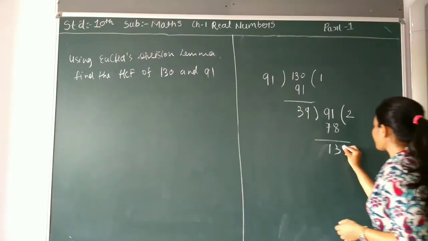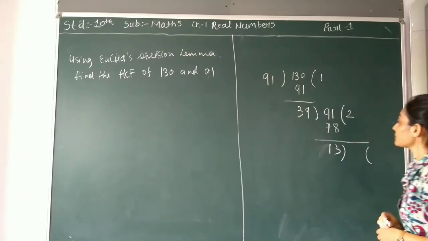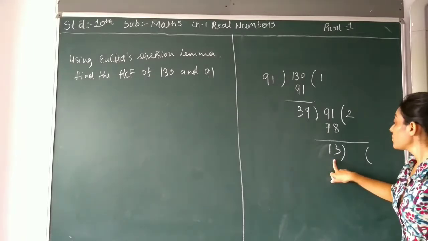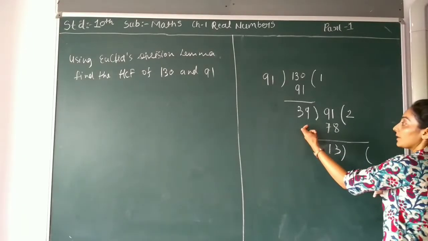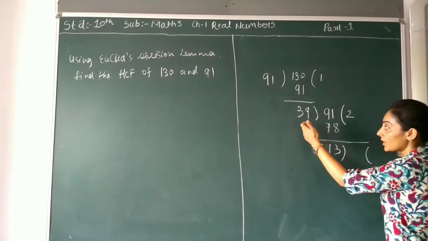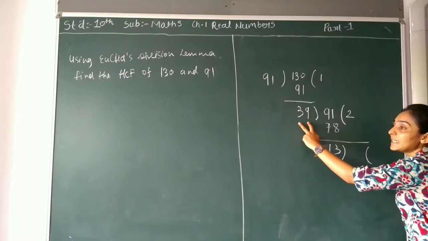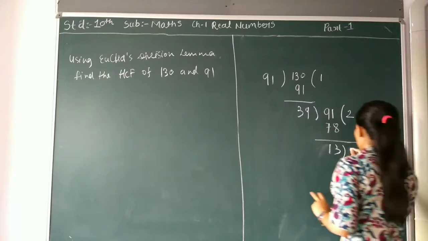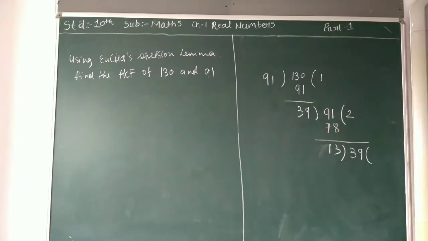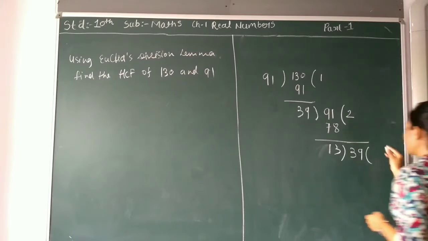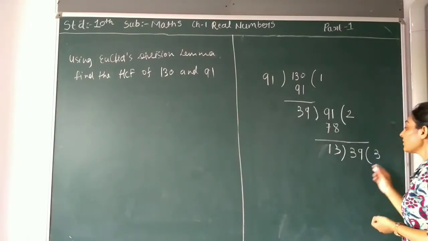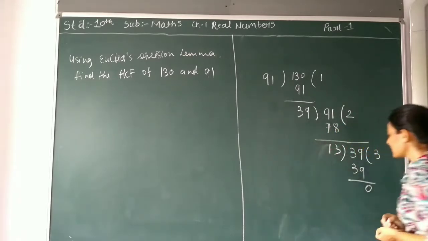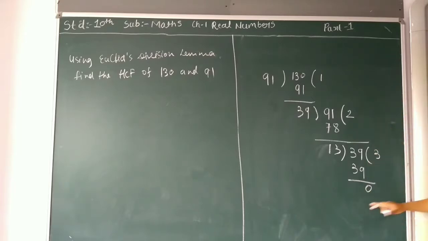Now here again I'm not getting the remainder 0. So what are we going to do? In the previous step, 39 is my divisor. I'm taking this 39 as my dividend over here. So taking 39 as dividend. Now again just divide it. 13 into 3 is 39. I'm getting the remainder 0 over here. Now I stop this.